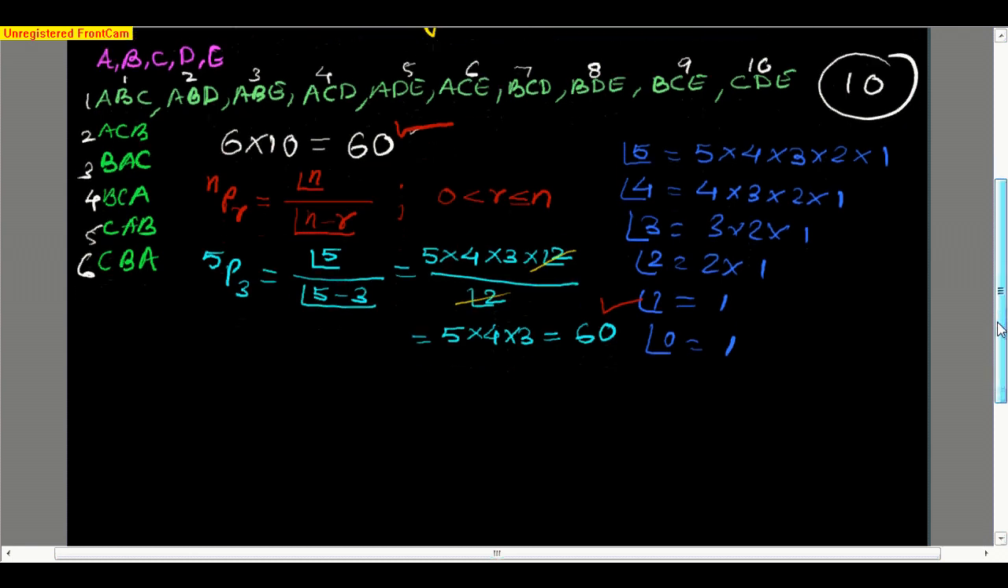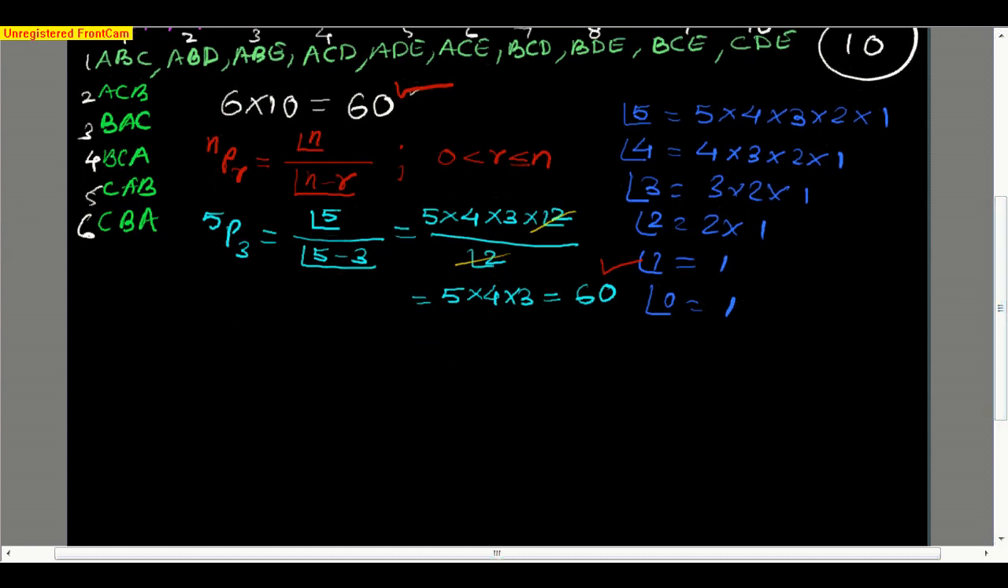Now we see the combination. nCr is equal to factorial n upon factorial r factorial n minus r. There is also a condition: 0 is smaller than or equal to r is smaller than or equal to n. n combination 0 is possible. n permutation 0 is not possible, but n combination 0 is possible.